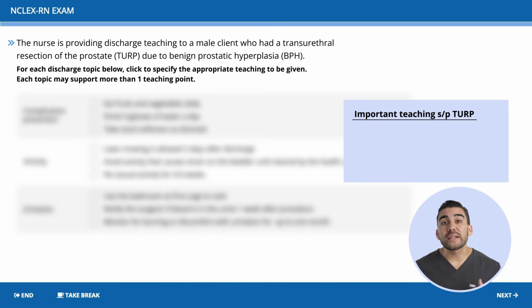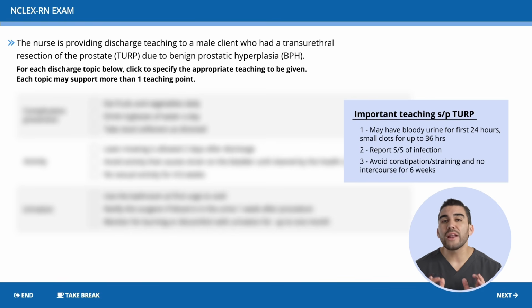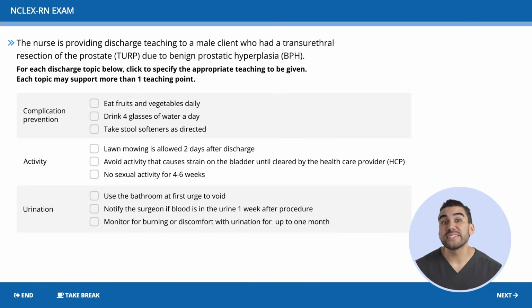So obviously, the client is going to have bloody urine for the first 24 hours, as well as small clots up to 36 hours after. But we have to report signs and symptoms of infection. And always avoid constipation and straining, and no intercourse for about 6 weeks, since the client had major surgery down in the pelvic area. All right, now let's dive into the options here.